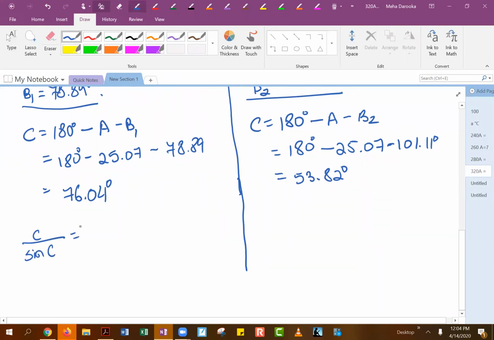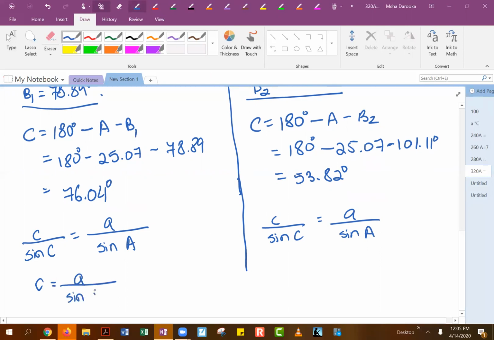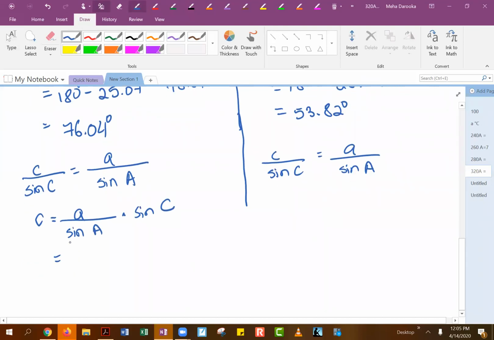That would be side C over sine of C. Since side A and angle A were given to us, that's what we set these equal to. Side A was given to us as 9.5, sine of 25.07, and angle C here was 76.04.